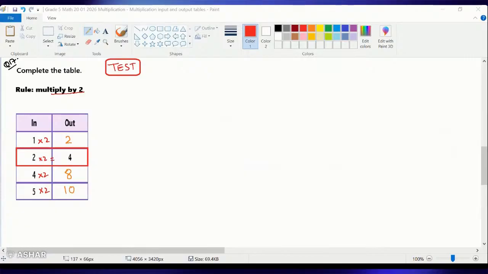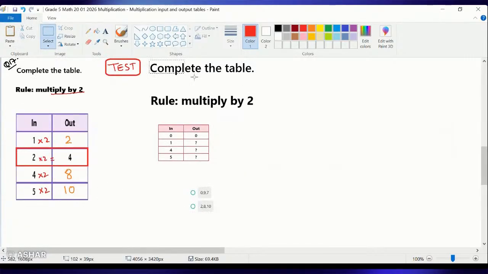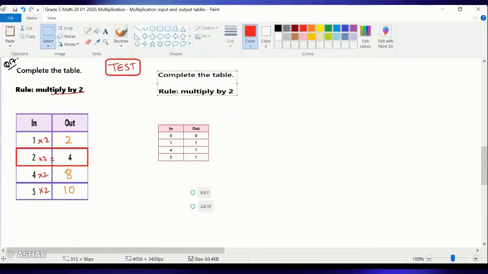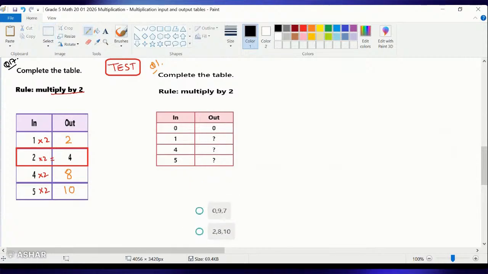Okay, I'll just resize this. Complete the table. The rule is given to us. This is our question number 1 from the test. I'll resize the table and I'll resize the given answers. So we have two options. Either we go for option A or option B. So which option should be the correct answer, A or B? The rule is already given to us. Multiply by 2.